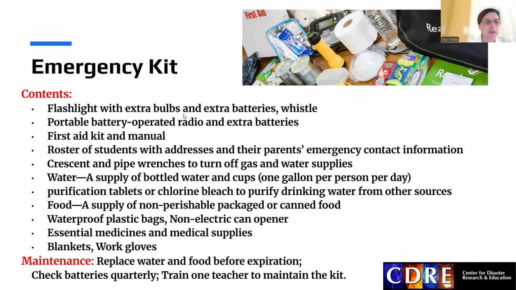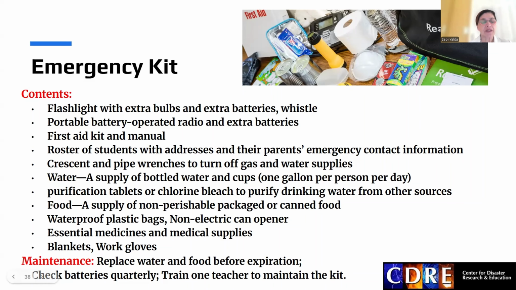So a flashlight and whistle, radio, first aid kit, a roster of students. Sometimes it's important to have wrenches to be able to turn off gas and water supply. Especially gas is important, because if there's a gas leak, you want to be able to at least turn that off, if at all possible, to not lead to any kind of fire or explosions. Water, some food, at least for a short period of time. And then, of course, there are other things that I have included here.